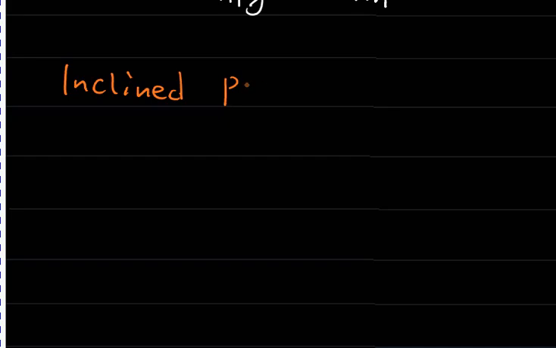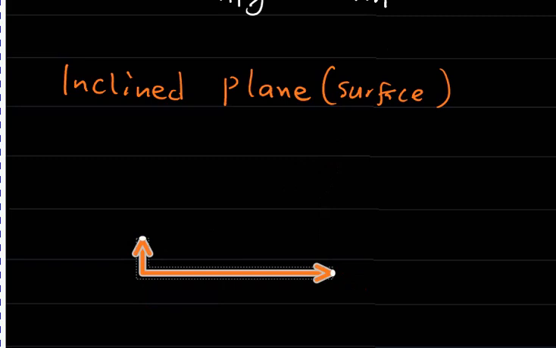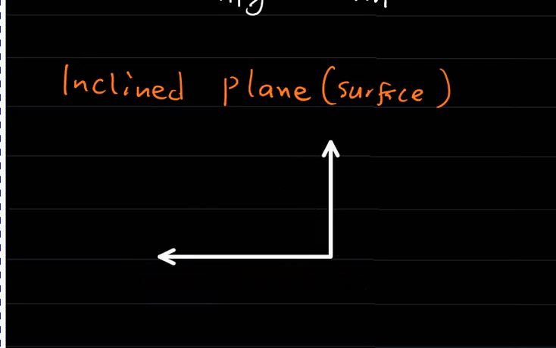Or you call it an inclined surface. All right, inclined plane or surface. So let's see how. Let's look at that. So let me draw an inclined plane. Of course, an inclined plane is a plane that is inclined at an angle. It's not horizontal, but rather it is inclined at an angle. So here we go. Let me just draw.